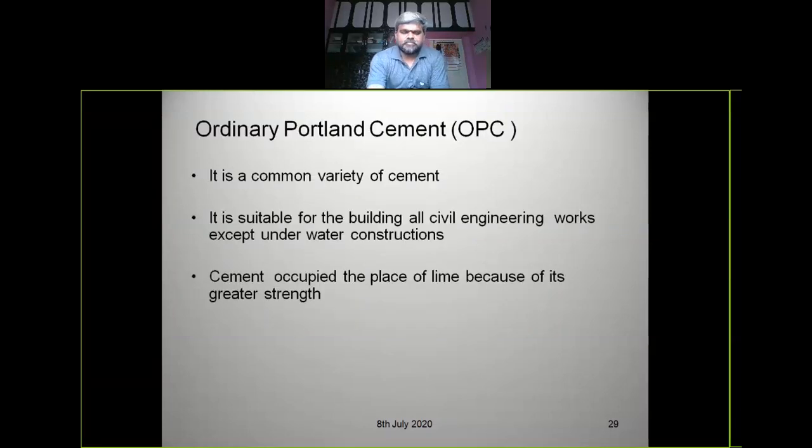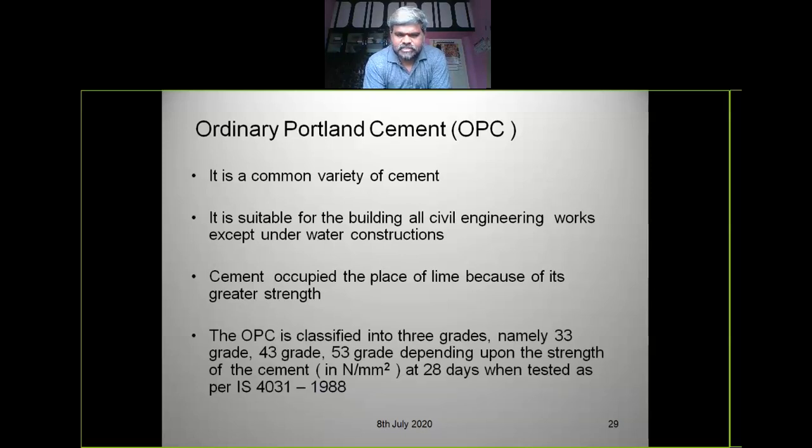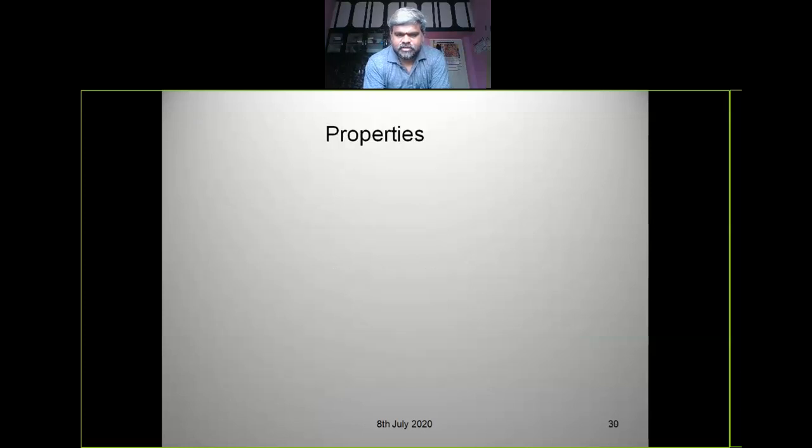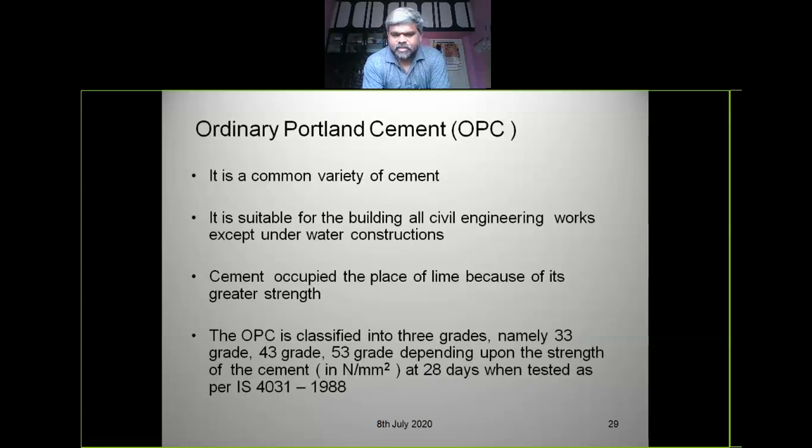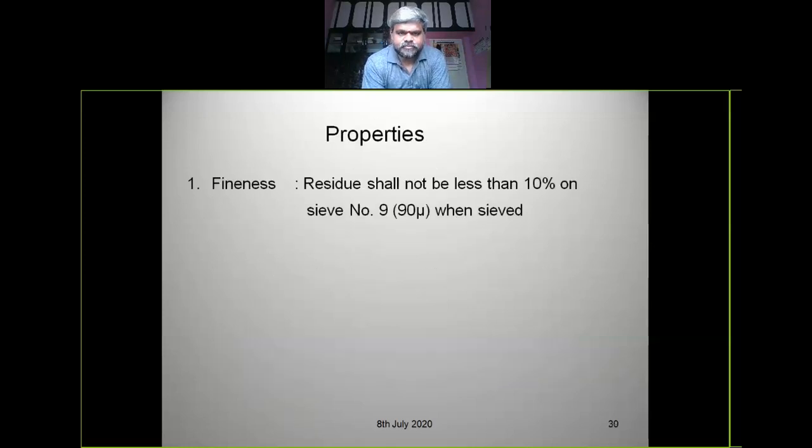Ordinary Portland cement is a common variety of cement. It is suitable for all civil engineering works except underwater constructions, and cement has taken the place of lime. OPC is classified into three grades, and the final test is compressive strength. We are going to explain 33 grade, 43 grade, and 53 grade, depending on the compressive strength of the cement. It is tested as per IS 4031:1988, part 6.